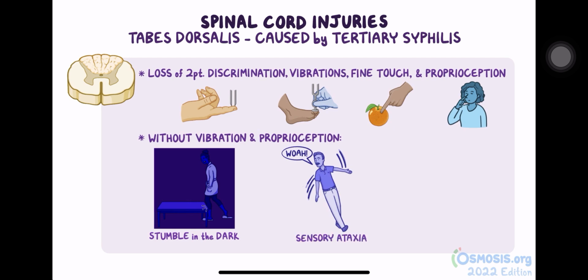Another telltale sign is a positive Romberg sign, which is a test of proprioception where the person stands with their feet close together, arms to the sides, and the eyes closed, which results in unsteadiness.